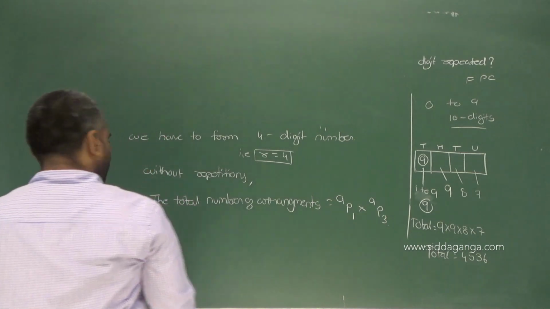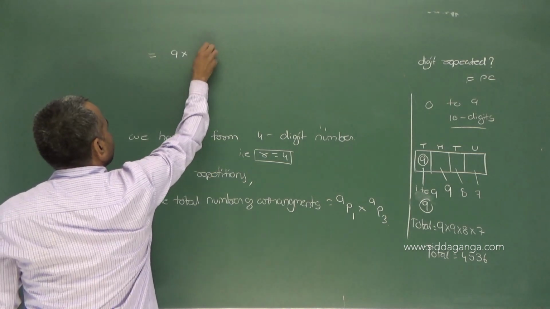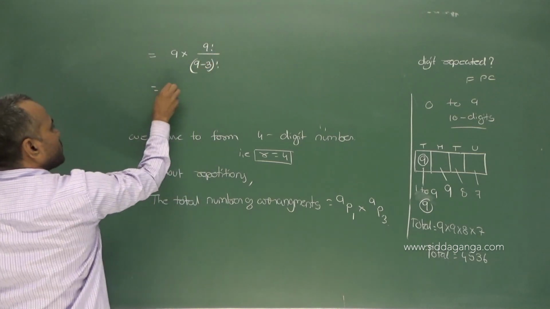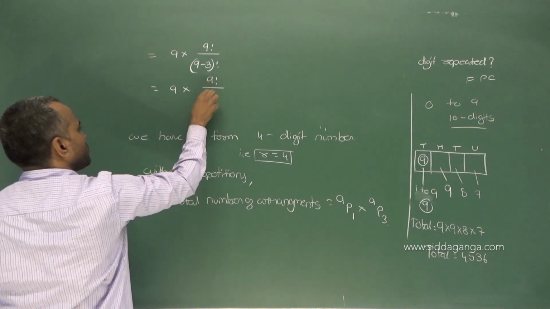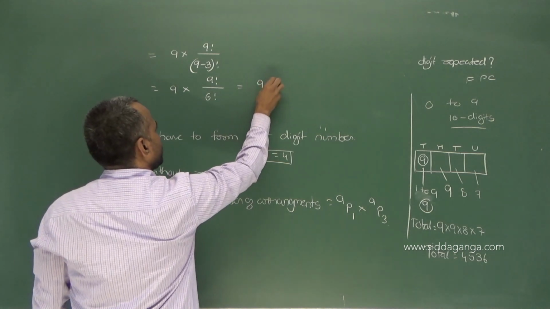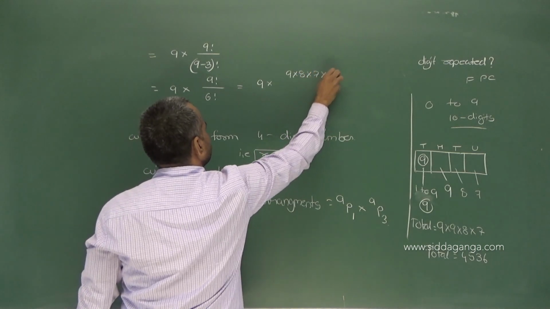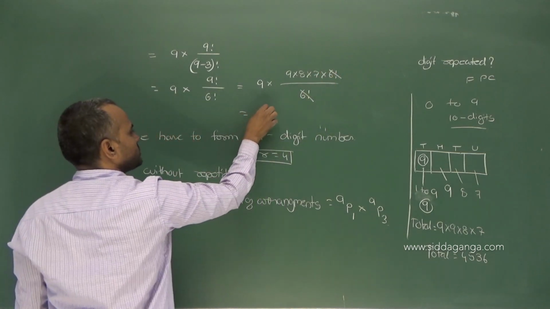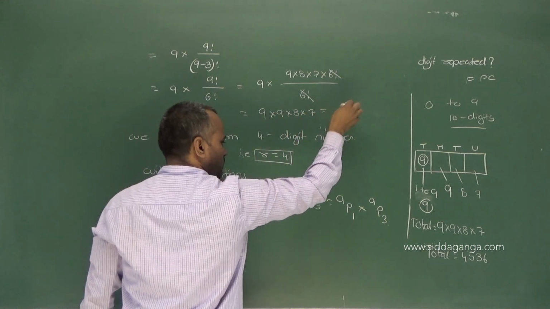9P1 into 9P3. So 9P1 is 9, and 9P3 is 9 factorial divided by (9 minus 3) factorial, that is 9 factorial divided by 6 factorial. So that is equal to 9 into 9 into 8 into 7 into 6 factorial divided by 6 factorial. The 6 factorials get cancelled, leaving 9 into 9 into 8 into 7. So what is the answer?